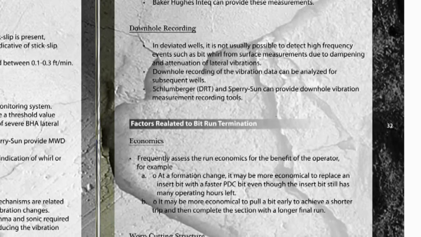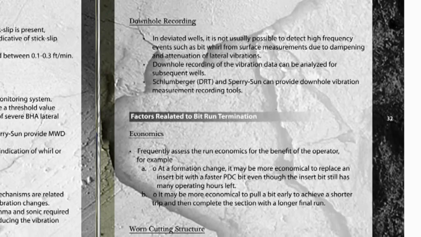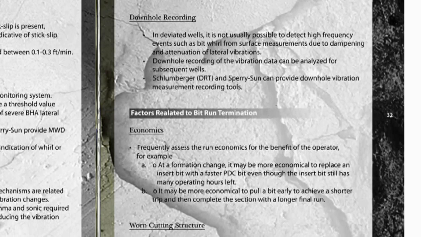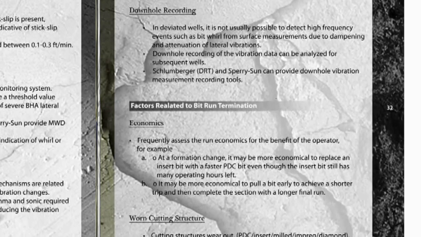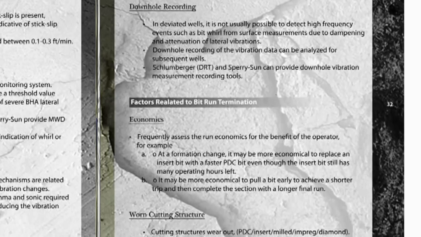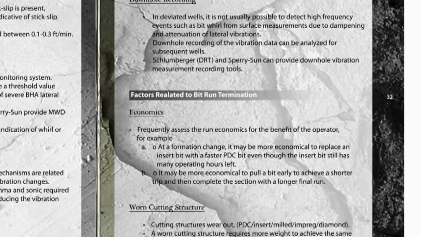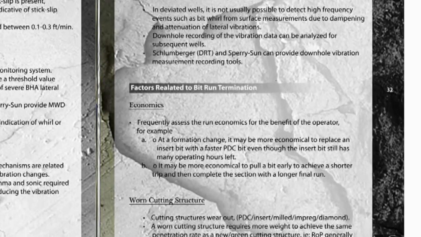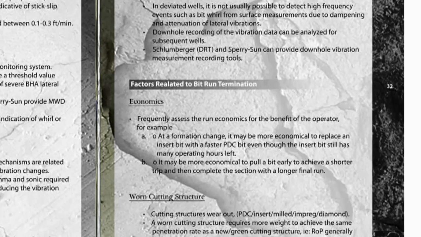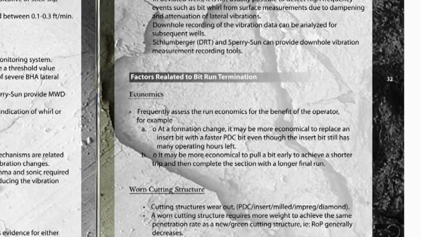Factors related to bit run termination. Economics. Frequently assess the run economics for the benefit of the operator. For example, at a formation change, it may be more economical to replace an insert bit with a faster PDC bit, even though the insert bit still has many operating hours left. It may be more economical to pull a bit early to achieve a shorter trip and then complete the section with a longer final run.